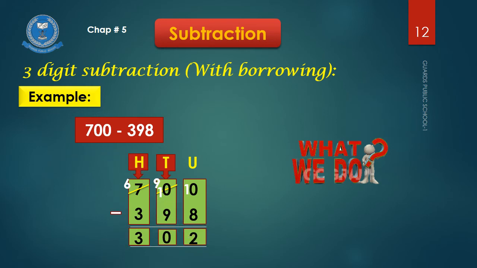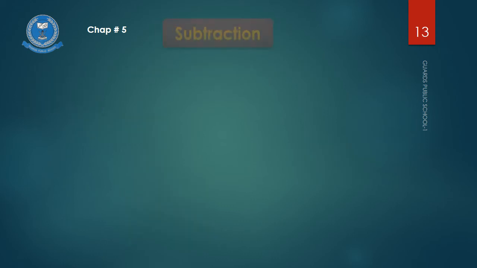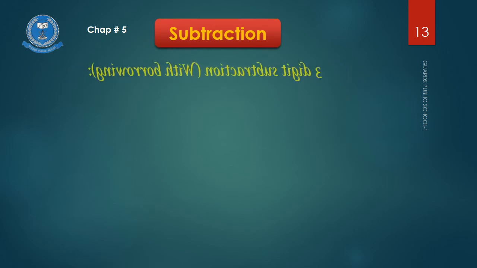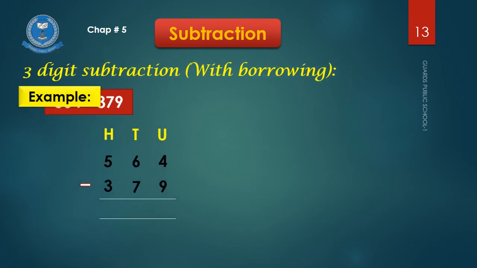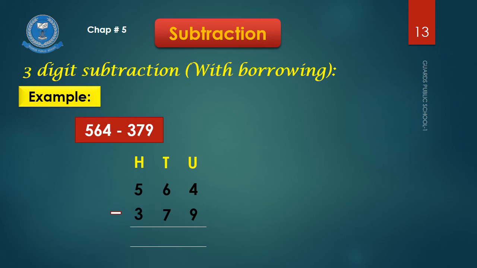That is the number 302. After subtracting 700 minus 398, we get the difference 302. Let's see one more example. How do we find the difference 564 minus 379? Let's see. Once again, we start with the units column. In the unit column, we have 4 minus 9. 4 minus 9 is not possible.